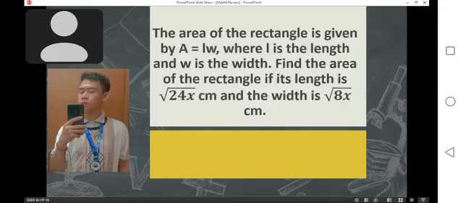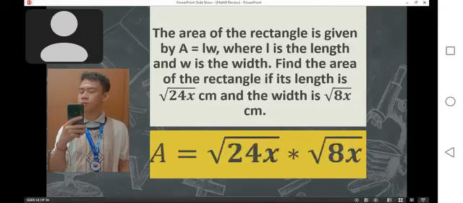Next, the area of a rectangle is given by area is equal to length times width, where L is the length and W is the width. Find the area of a rectangle if its length is square root of 24x centimeters and the width is square root of 8x centimeters. So when we talk about the area, that is simply length times width. A given length, which is square root of 24x, multiplied by the given width, which is square root of 8x.